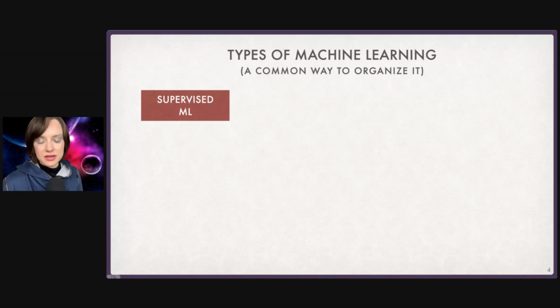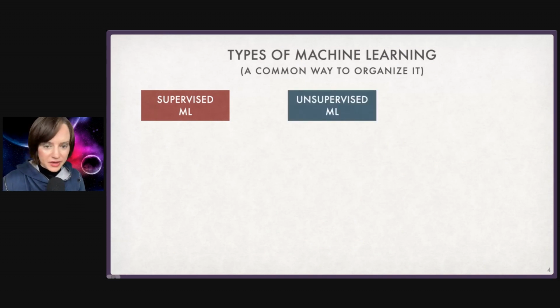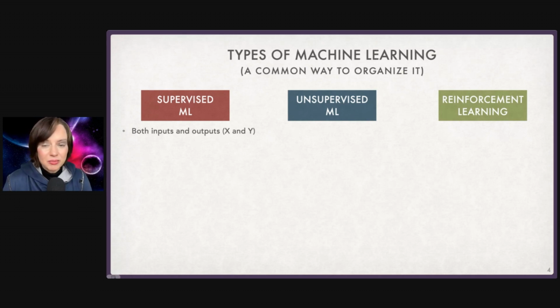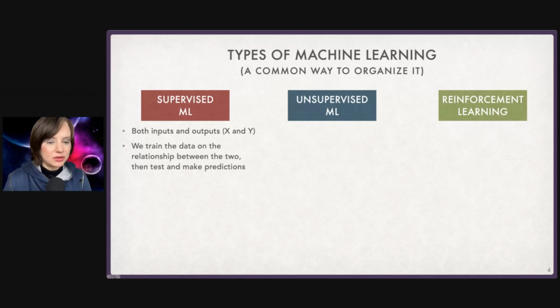So, a common way to think about machine learning is as three different types. So, we have supervised machine learning, unsupervised machine learning, and something called reinforcement learning. Supervised machine learning is when we have both inputs and outputs. We have both an X and a Y variable, and we are going to train our data on the relationship between the two, and then we are going to make a test, and then we are going to see how good we are, and then we're going to make predictions.